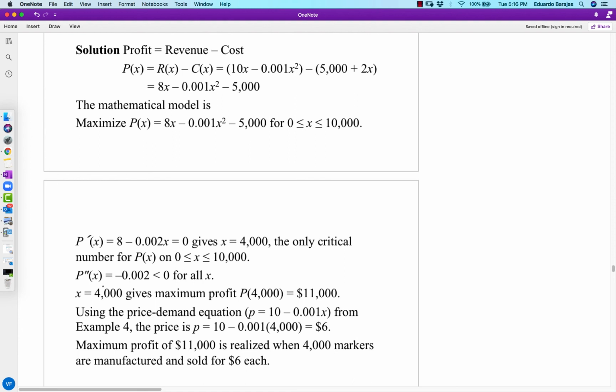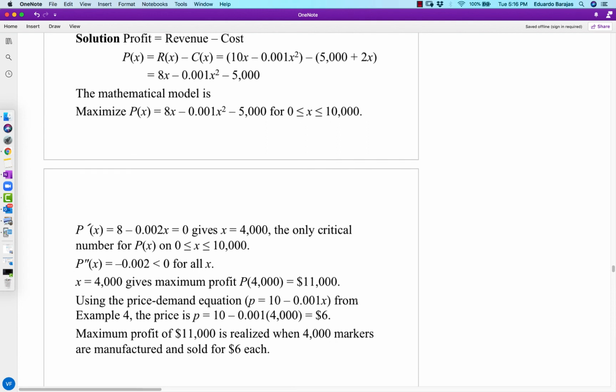We can see that because x equals 4,000, the first derivative evaluated at 4,000 equals 0, and the second derivative is negative at x equals 4,000. Those pieces of information combined let me know that x equals 4,000 must be a local maximum. And so the maximum profit is going to be realized for 11,000. So we plug this into our original function P of x to get the 11,000. And then we can use the price demand equation to find the value for the price, which is the same we got before, $6. And so the maximum profit of 11,000 is realized when 4,000 markers are manufactured and sold for $6 each.